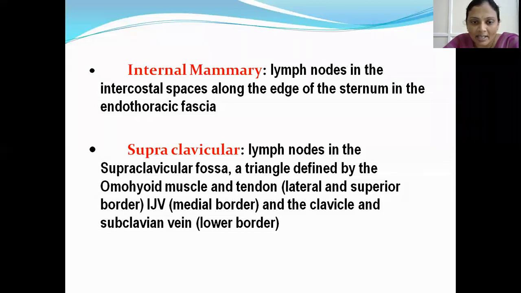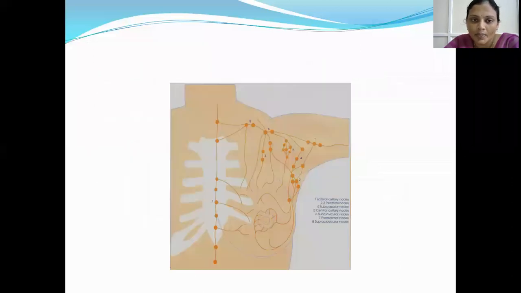And what are supraclavicular nodes? These are lymph nodes in the supraclavicular fossa. This fossa is a triangle defined by the omohyoid muscle and tendon, laterally and superiorly. The medial border is by the internal jugular vein, and the clavicle and subclavian vein form the lower border. The group of lymph nodes.